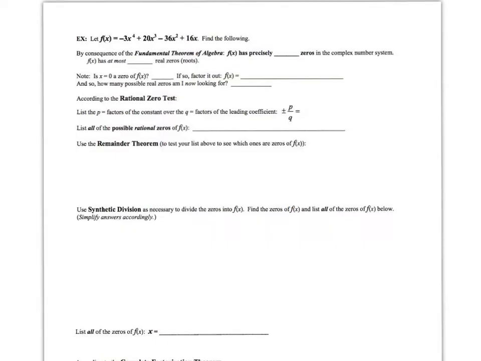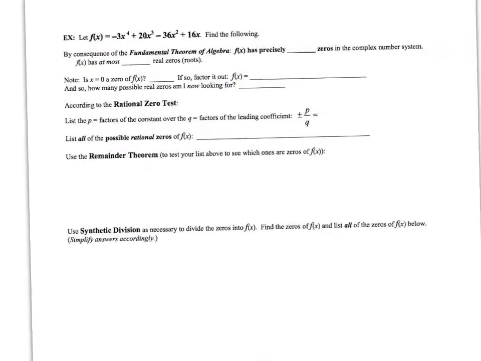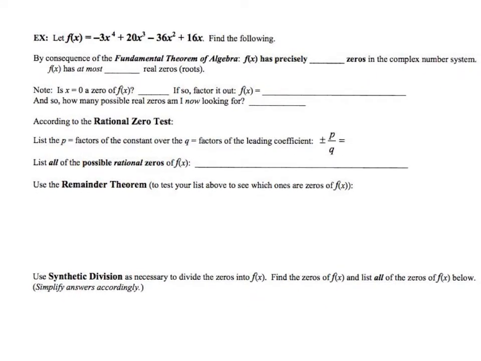Okay, let's look at another one. This one actually, even though it looks a little more complicated, it's got a higher degree. It has a degree 4, so we're looking for 4 zeros. This is actually a really easy problem, and all the work is going to be done by my calculator.